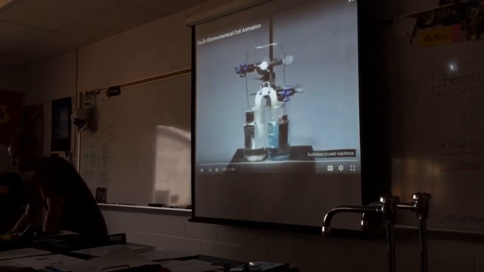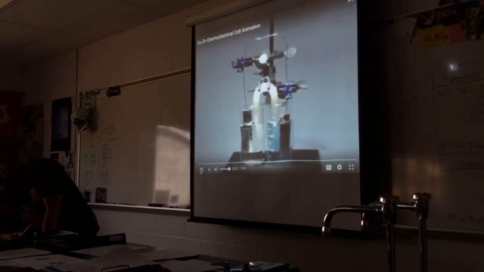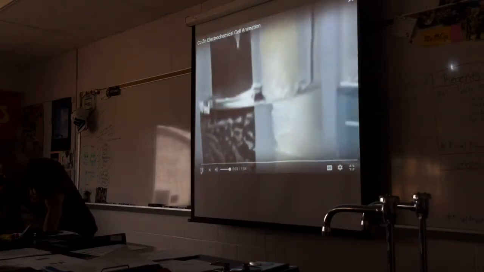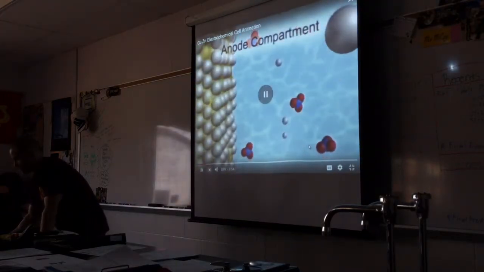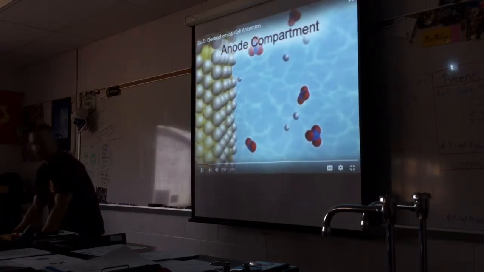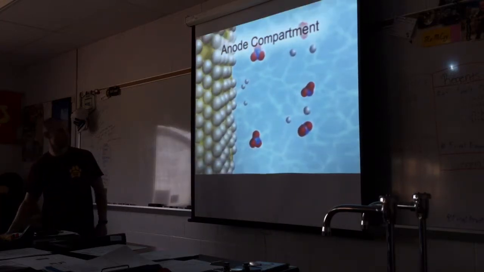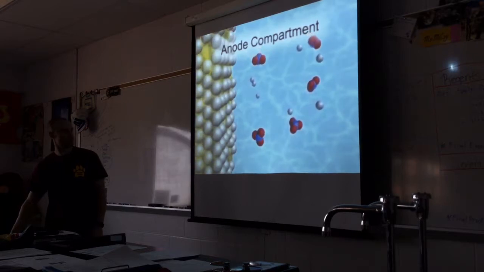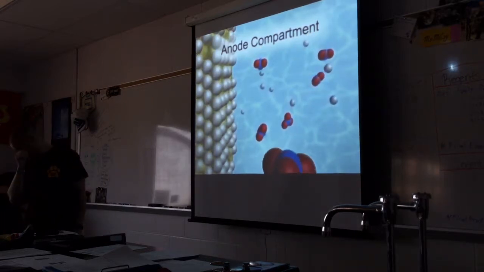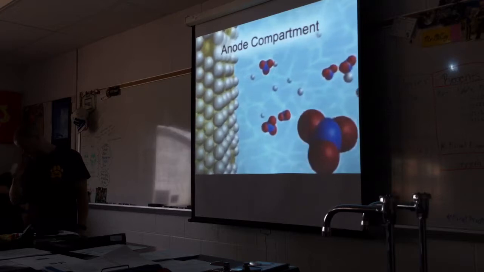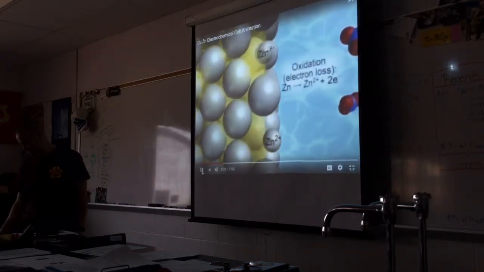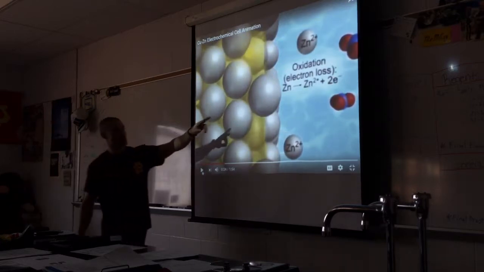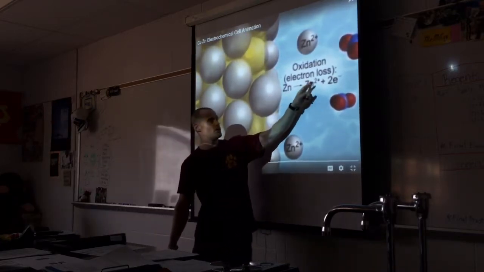I just think it helps seeing it. Here we go. Atomic scale, and see how this cell operates. Here at the anode, the site of oxidation, zinc atoms in the metal bar are in contact with the surrounding electrolyte solution. Each atom loses 2 electrons and becomes a zinc ion. Okay, so there's your oxidation. Zinc loses 2 electrons, forms Zn2+.